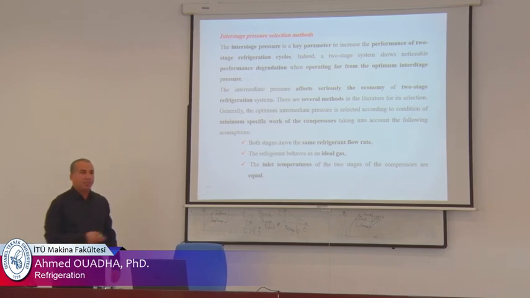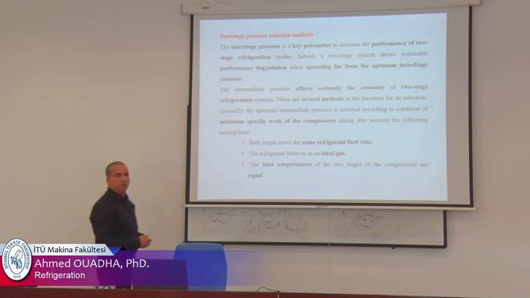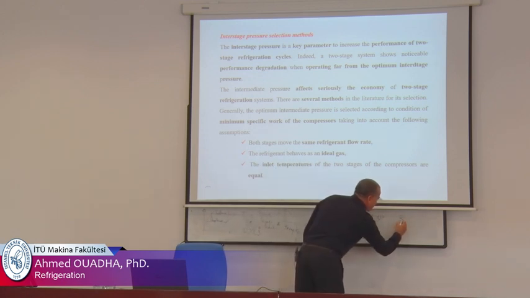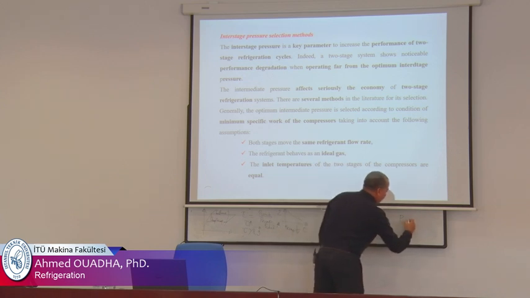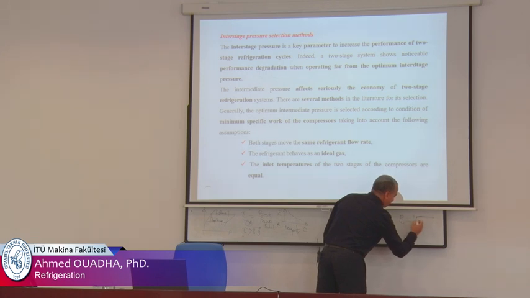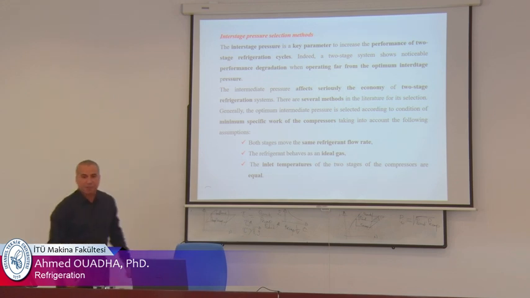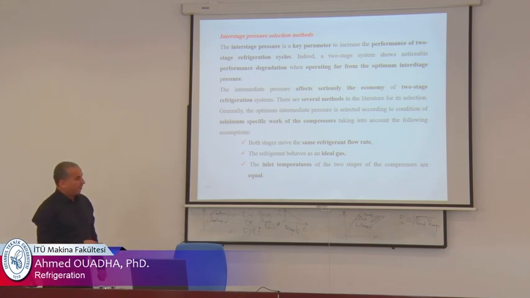So in a two-stage refrigeration system, generally for the selection of the intermediate pressure, they use this formula: P intermediate equals the geometric mean of P condenser and P evaporator, to select the intermediate pressure. And this formula has been obtained using the following assumptions.